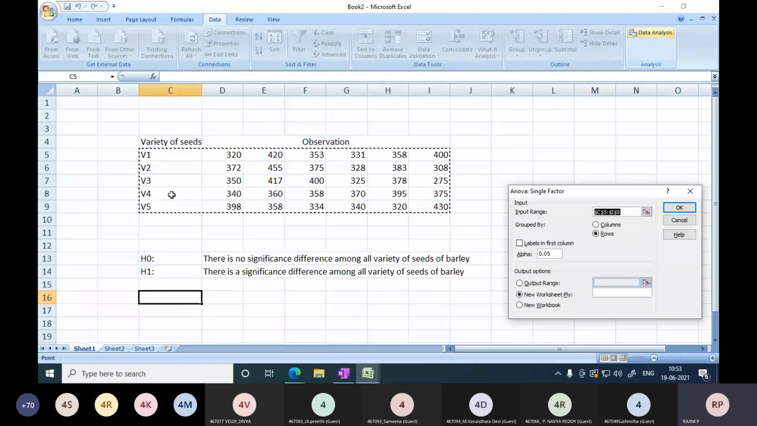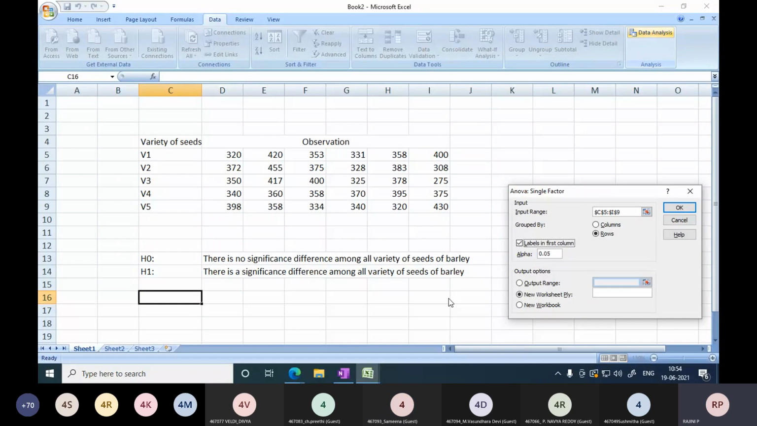Is labels in the first column there or not? Are we selecting? No, ma'am. You are not selecting, check it. V1, V2, V3, V4, V5 selected. Yes, ma'am. So here mark labels in the first row. By default it is given as column, so here rows means first rows. Okay, is it clear, everybody?